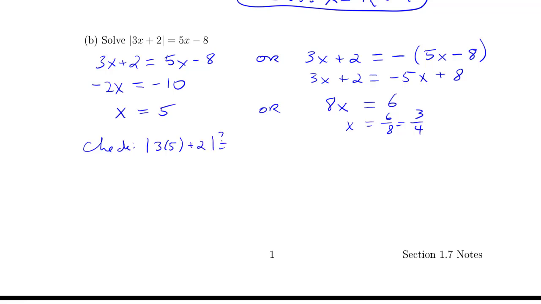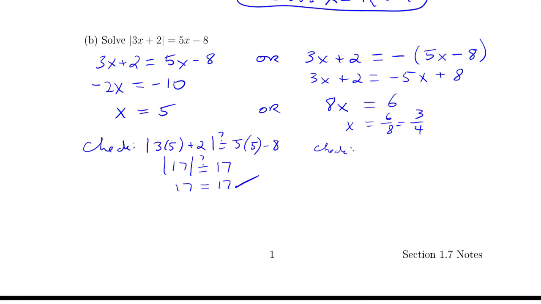is that equal to 5 times 5 minus 8? All right, inside here we get 15 plus 2 is 17, so I get the absolute value of 17. Is that equal to 25 minus 8, which is 17? Yes. Okay, over here it's going to be a little more work.